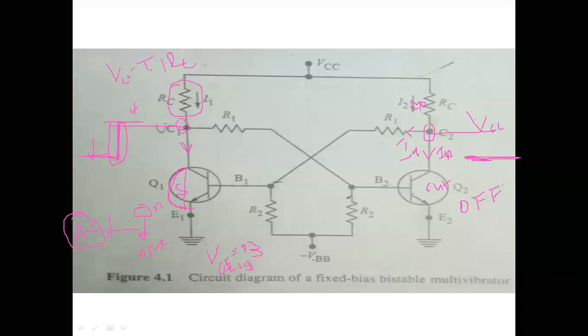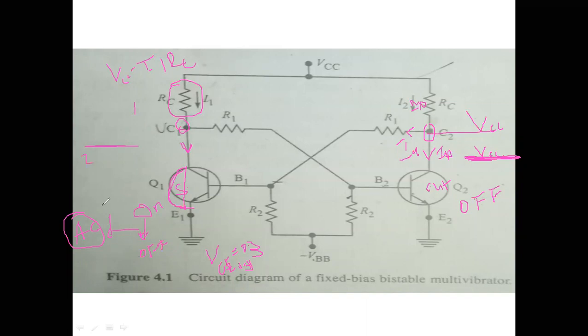Therefore, the maximum current will flow to this point and the drop will be more, and the output voltage will be 0 here. The output is stable and will maintain at the 0 level, and the other is maintaining at the 1 level, that is, it is maintaining at VCC. We can consider VCC as 1, and the other is maintaining the 0 level.